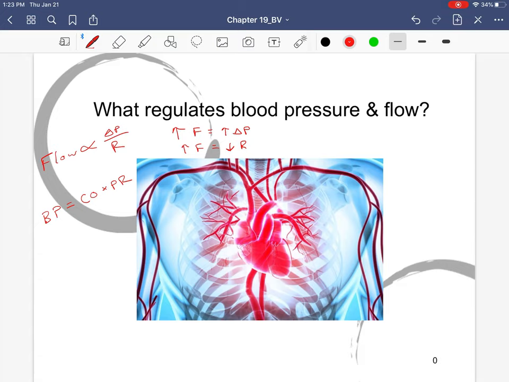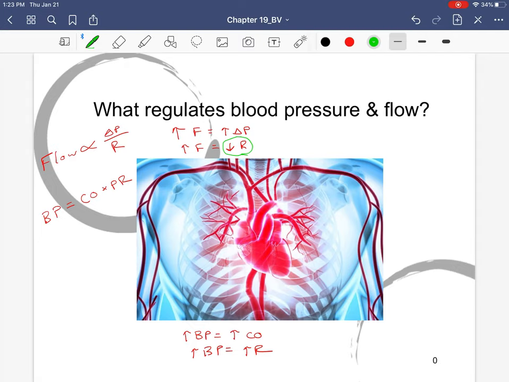Then we talked about blood pressure being equal to cardiac output times peripheral resistance. And these are always directly related. So that means that when blood pressure is high, cardiac output is high. When blood pressure is high, peripheral resistance is high. I encouraged you to think about, when it comes to exam time, writing these out on the side of the exam or on a blank sheet of paper so you can refer to them.